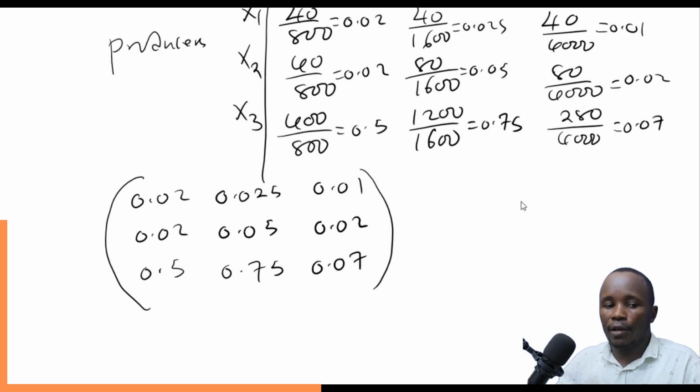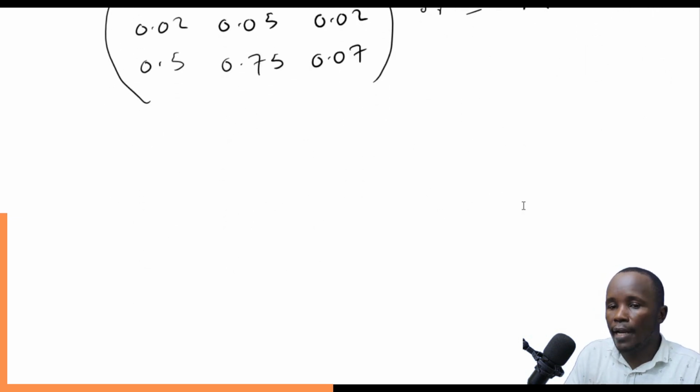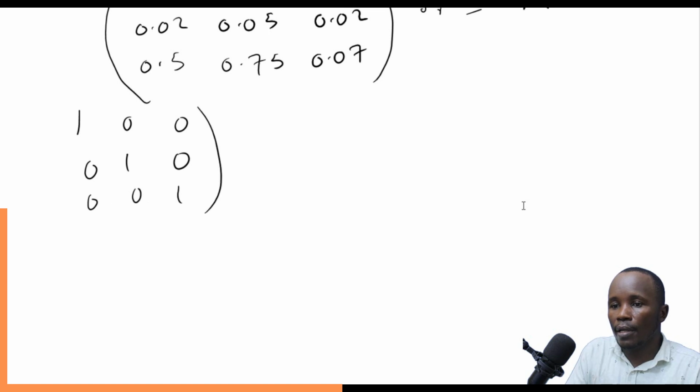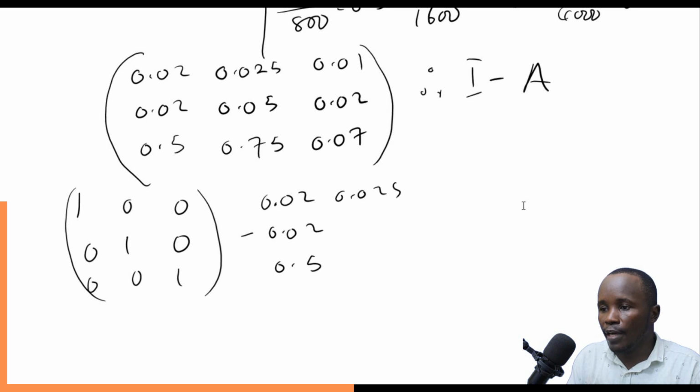So we want to find now I minus A, therefore we need to find identity matrix minus my technical coefficient matrix. How do you get the identity matrix? This is the 3 by 3 matrix: 1 0 0, 0 1 0, 0 0 1. I minus what I have provided here. This is 0.02, 0.02, 0.5, 0.025, 0.05, 0.75, 0.01, 0.02, 0.07. When you subtract this, what do you get?